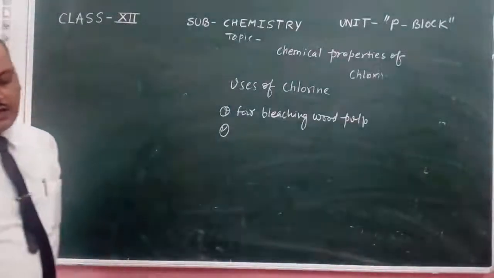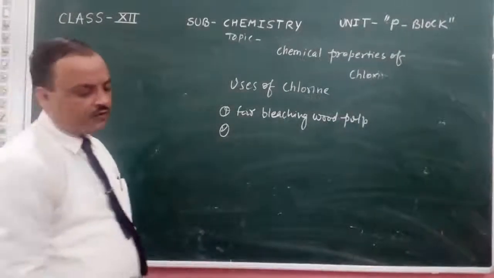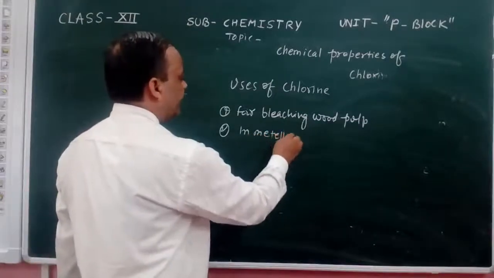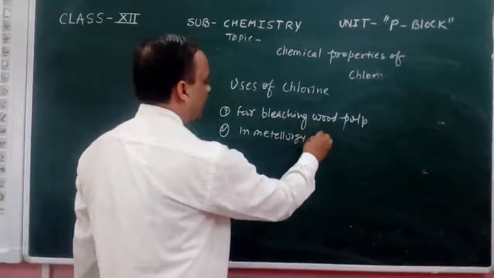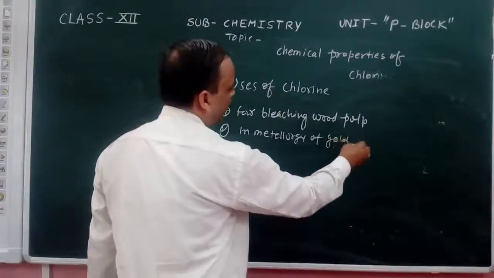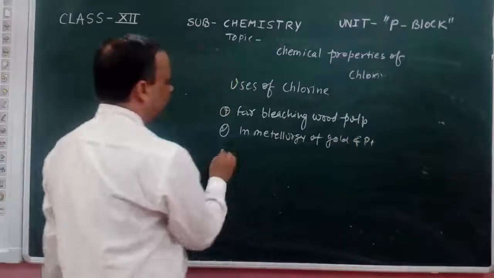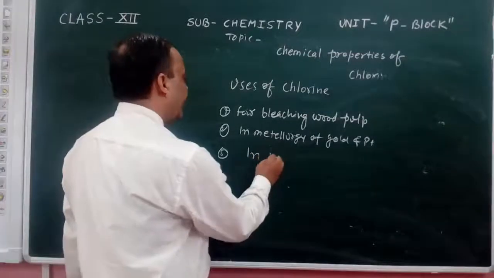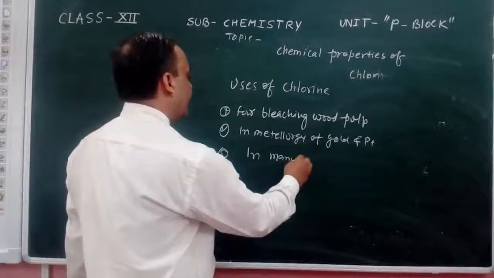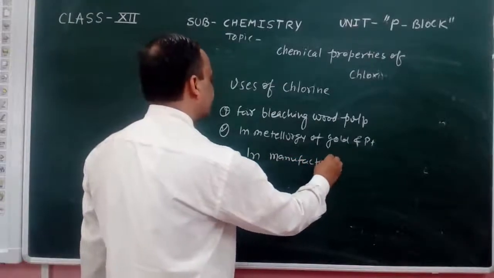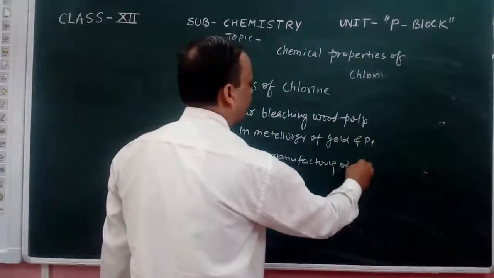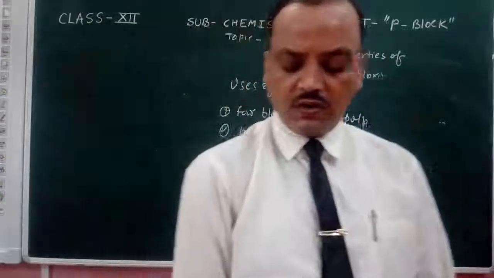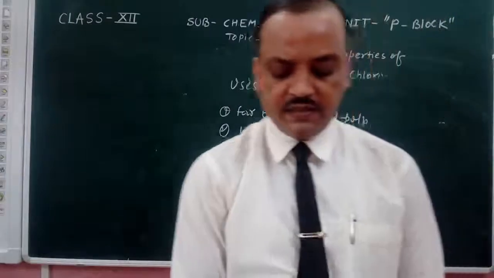Another use is in the metallurgy of gold and platinum. Third use, manufacturing of dyes. So these are the general usages of chlorine we have.